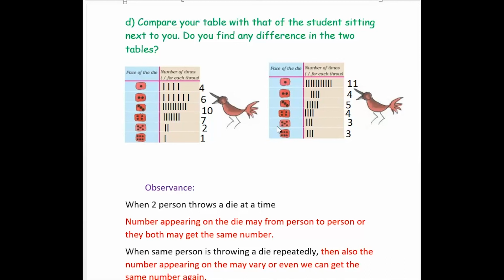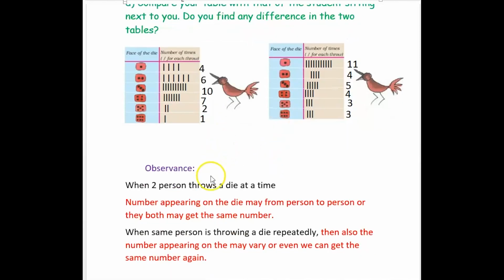So when the same person is trying repeatedly, then also the number appearing on the die may vary, or even you may get the same number again and again, right? Hope you have understood what is more, the most, and then least, right? So you can write by looking into the pictures, count, and you can write it.